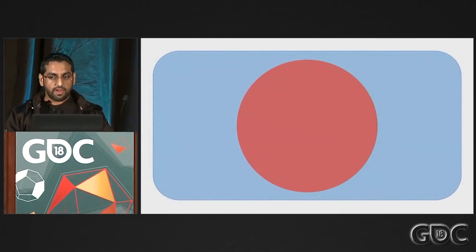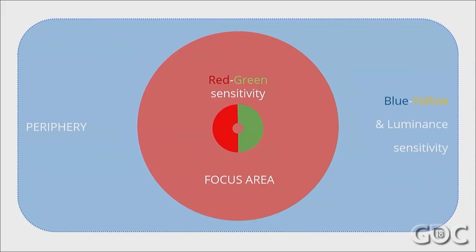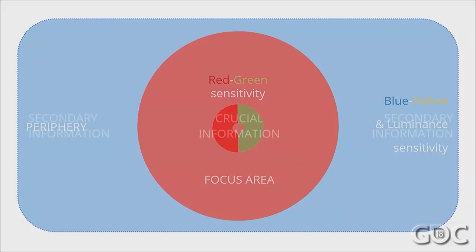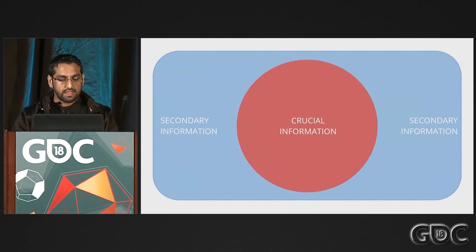So if we simplify that diagram, you get this. The center focus point is where you have red and green sensitivity, and towards the outer edge, you have blue and yellow and luminance. So when it comes to designing a UI, especially for the heads-up display, this is actually quite important. The biology already tells us how we want to distribute the color in our designs. So we're going to put the crucial information in the center. And then towards the periphery, we want the secondary information. And keep in mind for HUD layouts, this is extremely important.